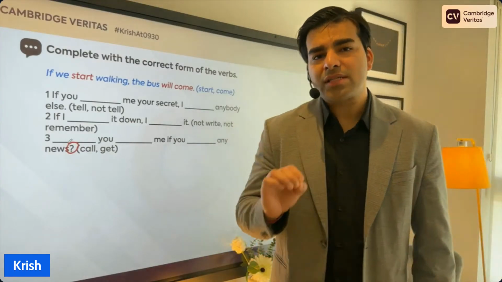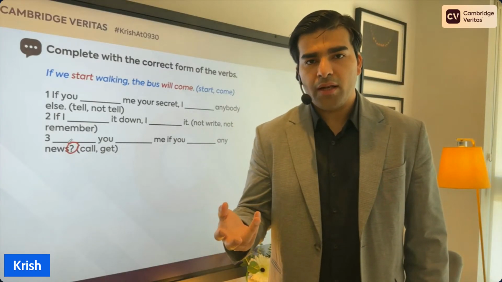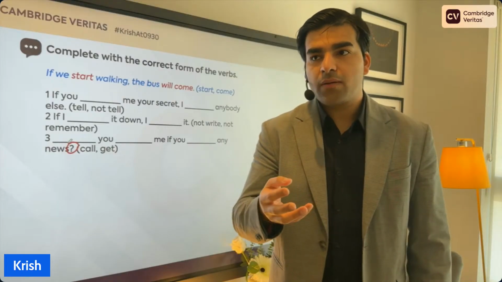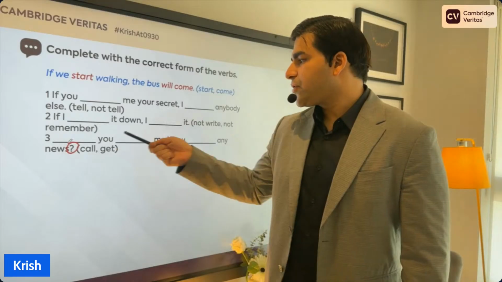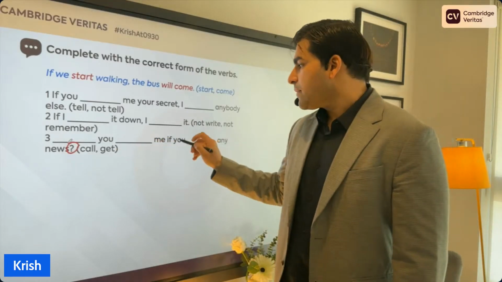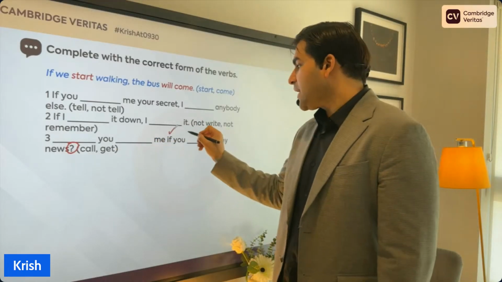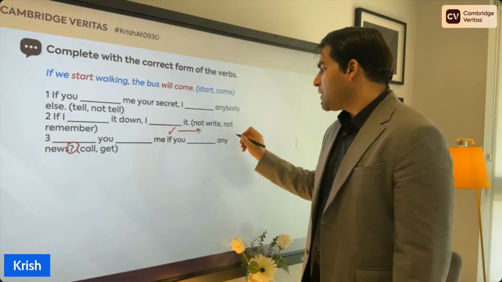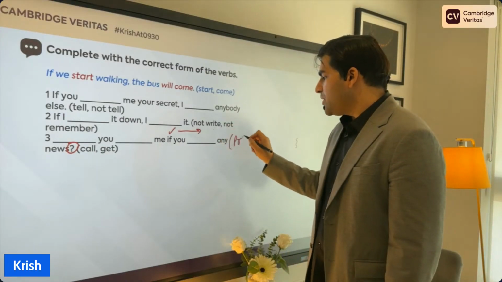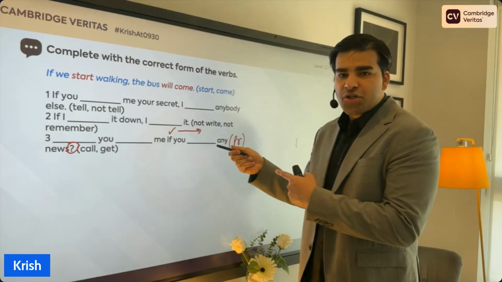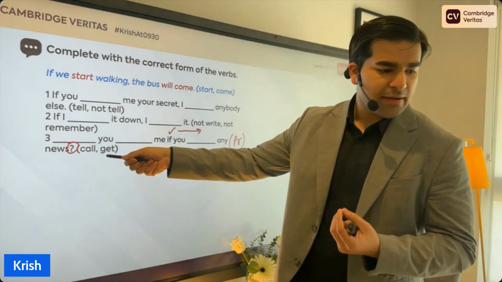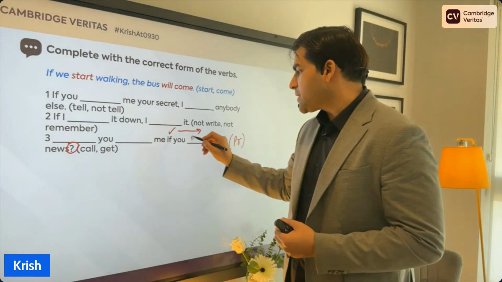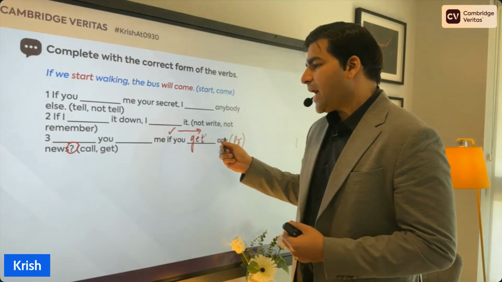So when you start a question, especially in future tense, you always start the question with will. And there are 3 boxes here. If is here, that means the condition is in this direction. That means the present tense will be used here. So let's finish this box first. If you get is an option that is given to us in the bracket. So it is if you get any news.